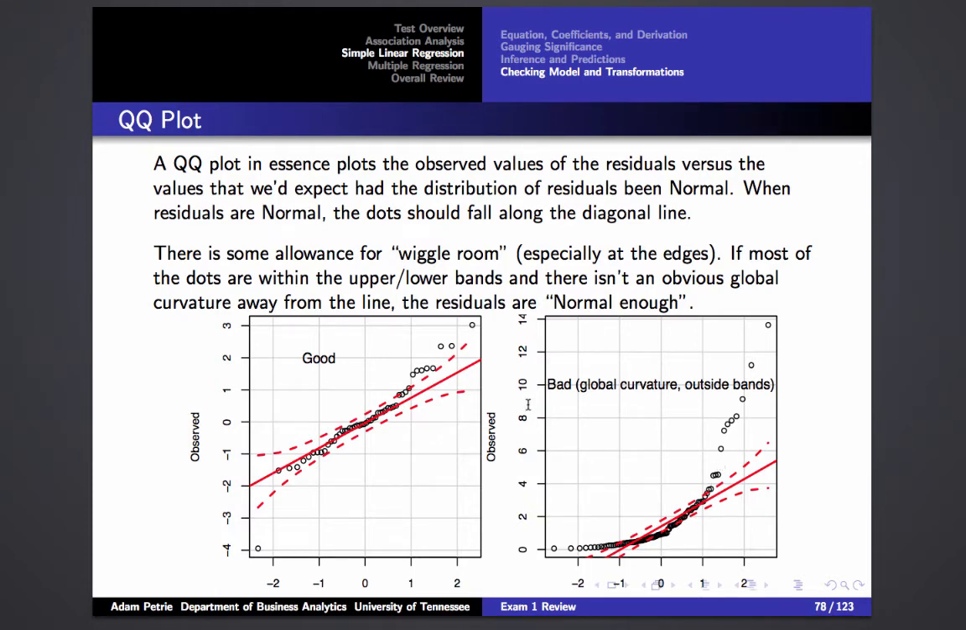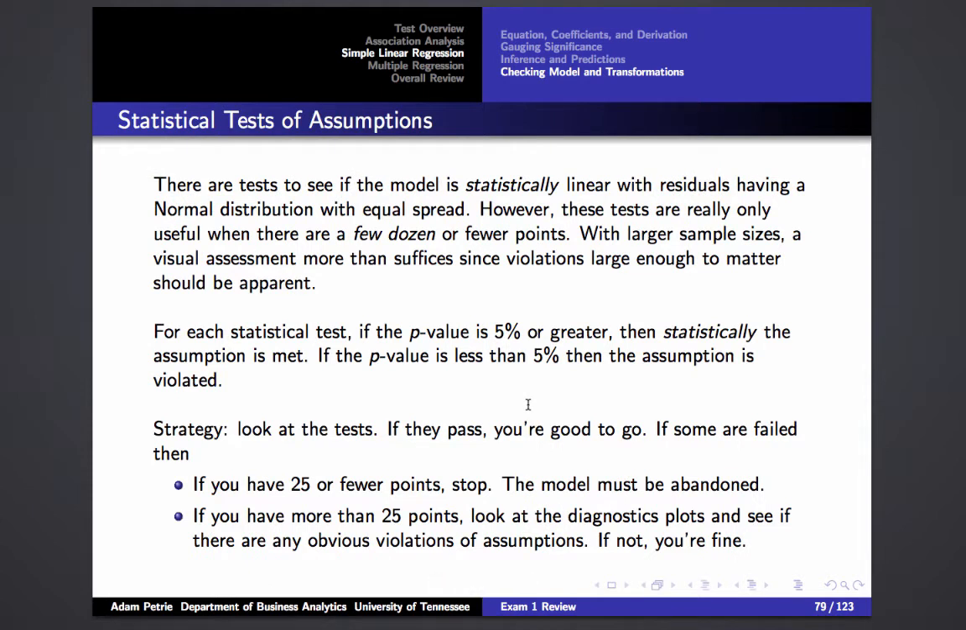So be careful. Make sure you can interpret one of these guys. All right, so how do we actually check the validity of the regression model? Well, step one, we actually look at the statistical test of the assumptions. And for each test, what we would like to see are p-values that are 5% or greater.